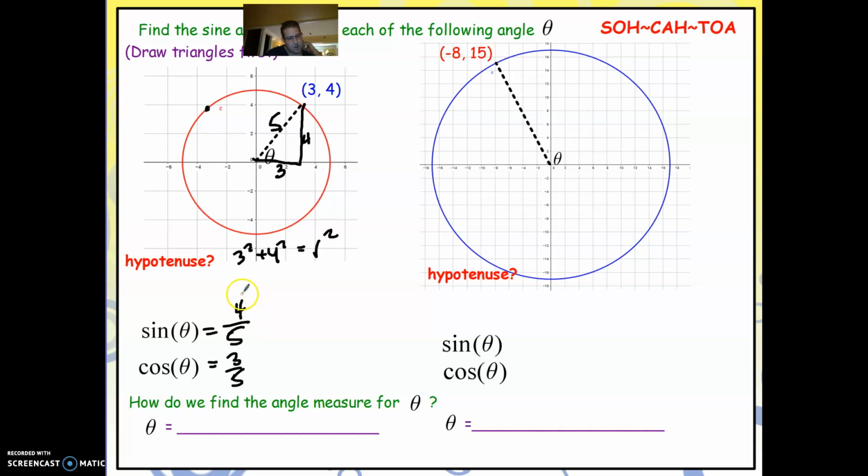So there's 2 ways you can now solve for theta, and they should give you the exact same answer. So I can either do inverse sine of 4 over 5, or I can do inverse cosine of 3 over 5, and they should give you the same answer.